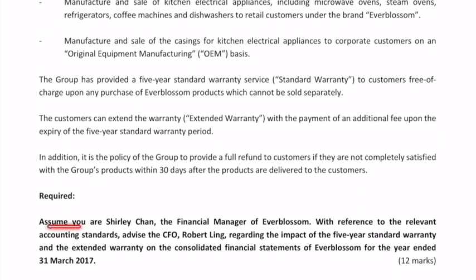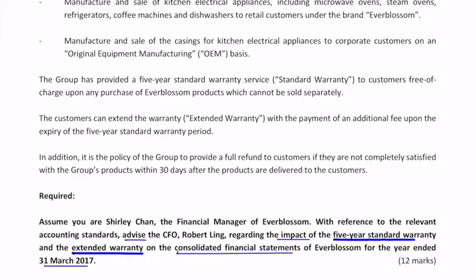For this question, assuming you are the finance manager, with reference to the relevant standards, advise the CFO regarding the impact of the 5-year standard warranty and the extended warranty on the consolidated financial statements for the year ended 31st March 2017. 12 marks. In the exam, you must come out with 12 to 13 points.